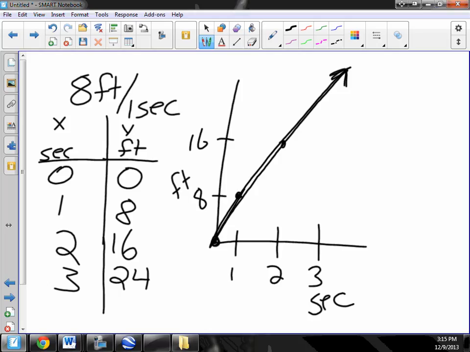And my speed is constant. Anytime you have a linear equation, the speed is constant. So at any point, I'm traveling 8 feet per second.